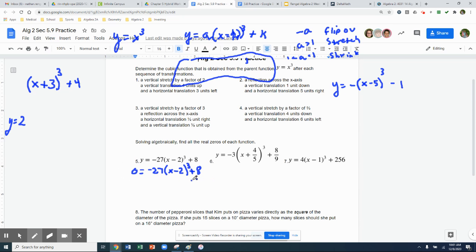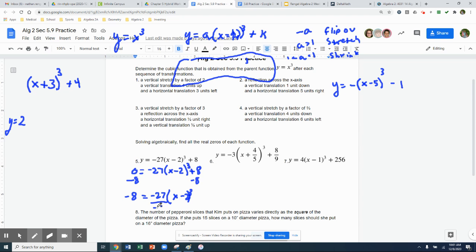So first thing I would do is I would get the 8 moved over by subtracting 8. So I'd have negative 8 is equal to negative 27 times (x minus 2) cubed. Next thing is I got this 27 multiplying that (x minus 2). Now that looks like possibly doing a distributive property, but you got to be careful. You'd have to cube whatever this is first because of order of operations. So we're not going to do that.